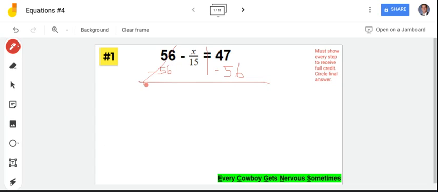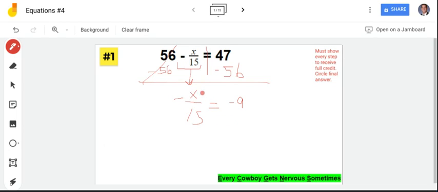so that these 56s cancel, right? 56 minus 56, those terms are gone. So I'm left with this term on the left side of the equal sign. And what is this term? This term is not x over 15. This term is negative x over 15. So I'm going to write negative x over 15. I'll bring that term straight down. I bring my equal sign straight down as well. On the right side, I have 47 minus 56. Different signs, subtract, keep the big guy, and I believe that's negative 9, right?